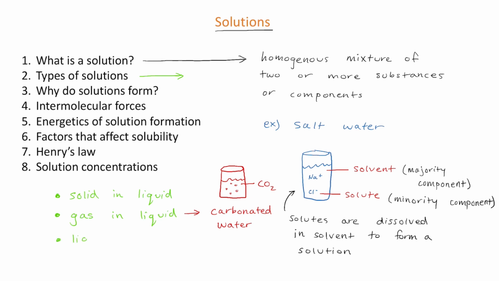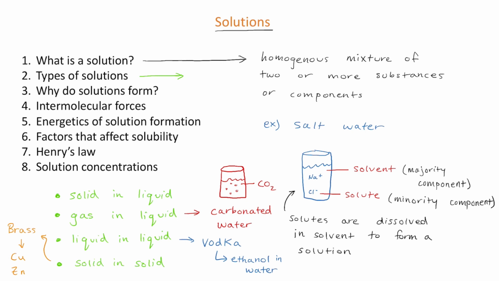We can also form a solution by mixing a liquid with another liquid. A great example of this is any alcohols like vodka, because they're a mixture of ethanol and water. And finally, we can make solutions out of two solids. For example, brass, which is an alloy made of copper and zinc, is a solution made from two solids. So you can see there's lots of different ways that you can make a solution. But what all of these solutions have in common is that they're a homogeneous mixture of two or more substances.